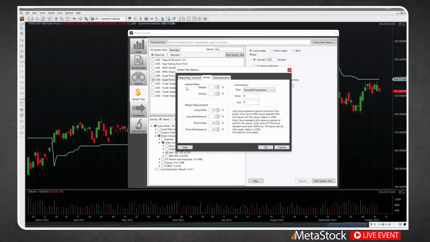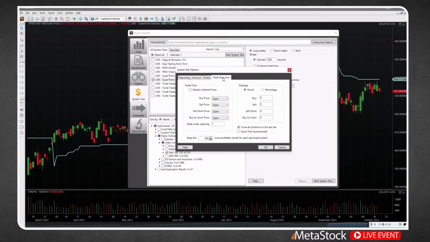And by doing that, it also takes out of the account any type of interest or margin that you could otherwise factor into it. And for commissions, I've got that set to 0. And for trade execution, I've got everything to be traded at the opening price with a 1-period delay.